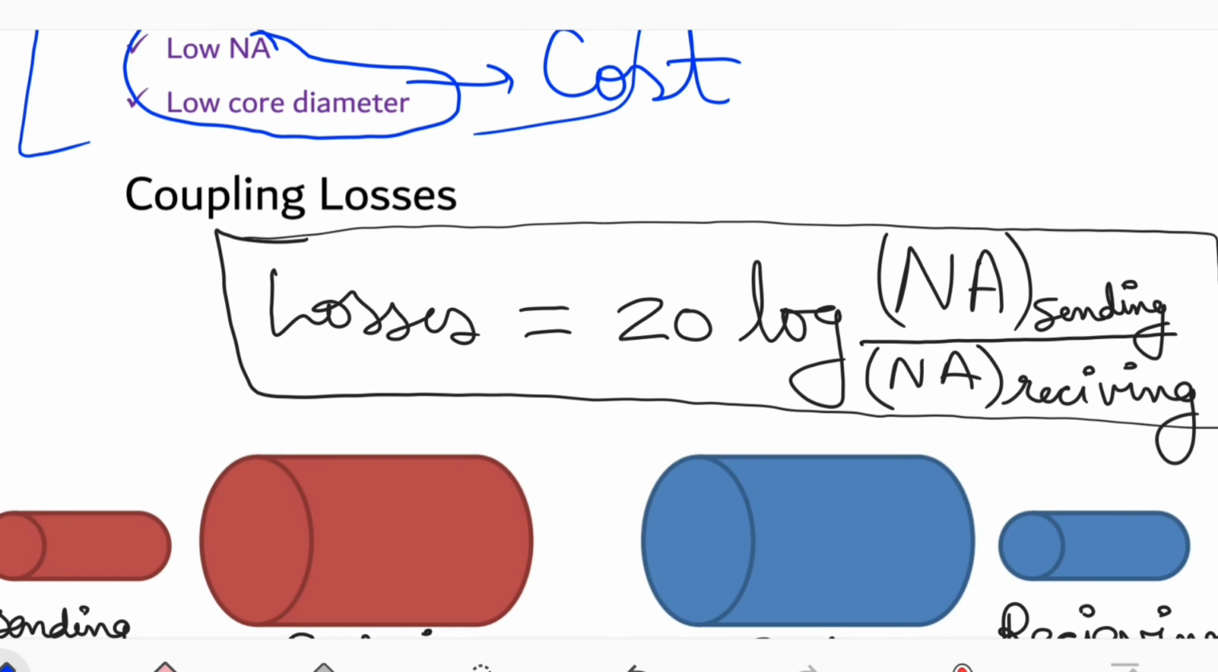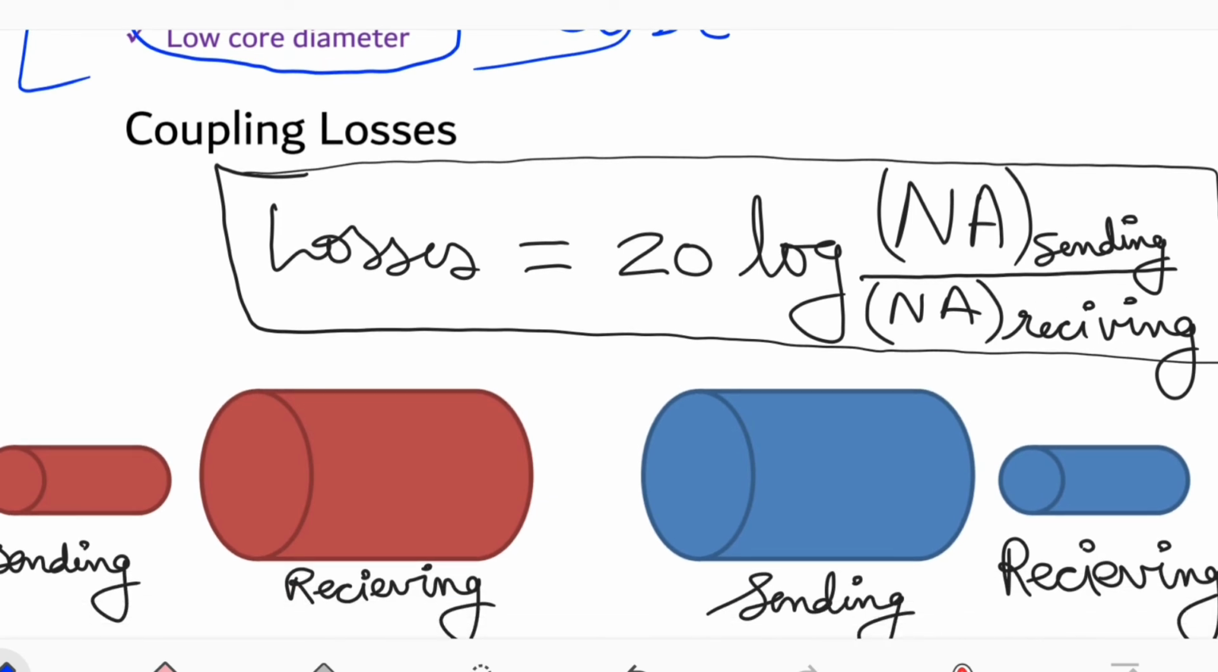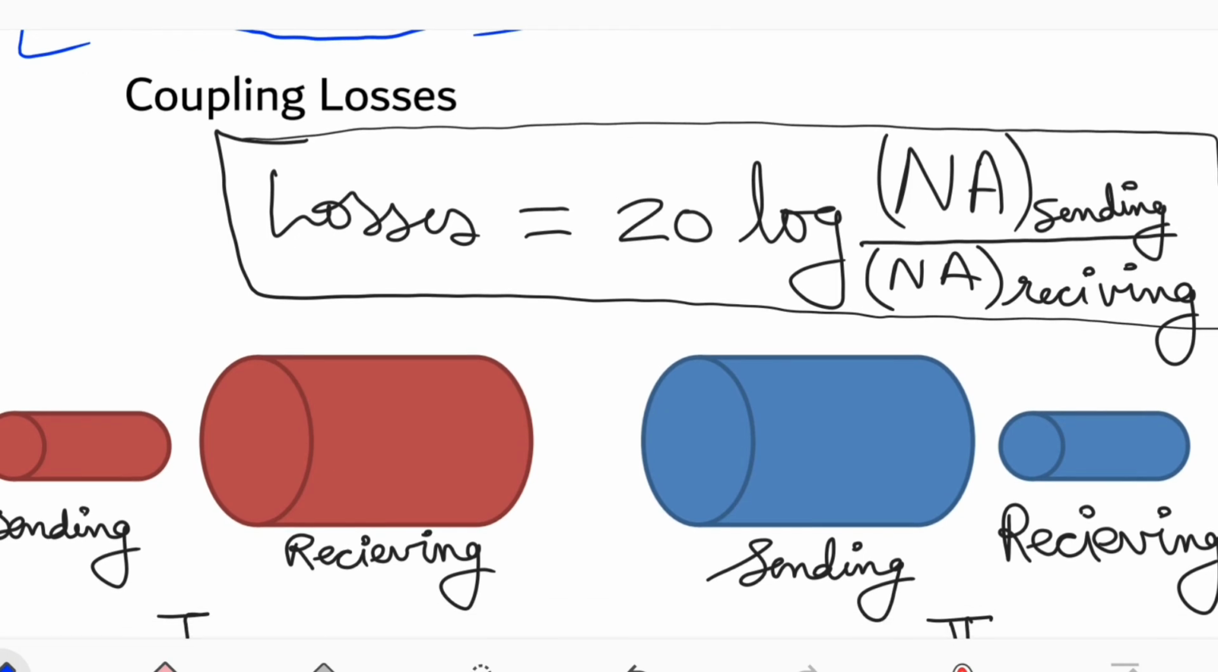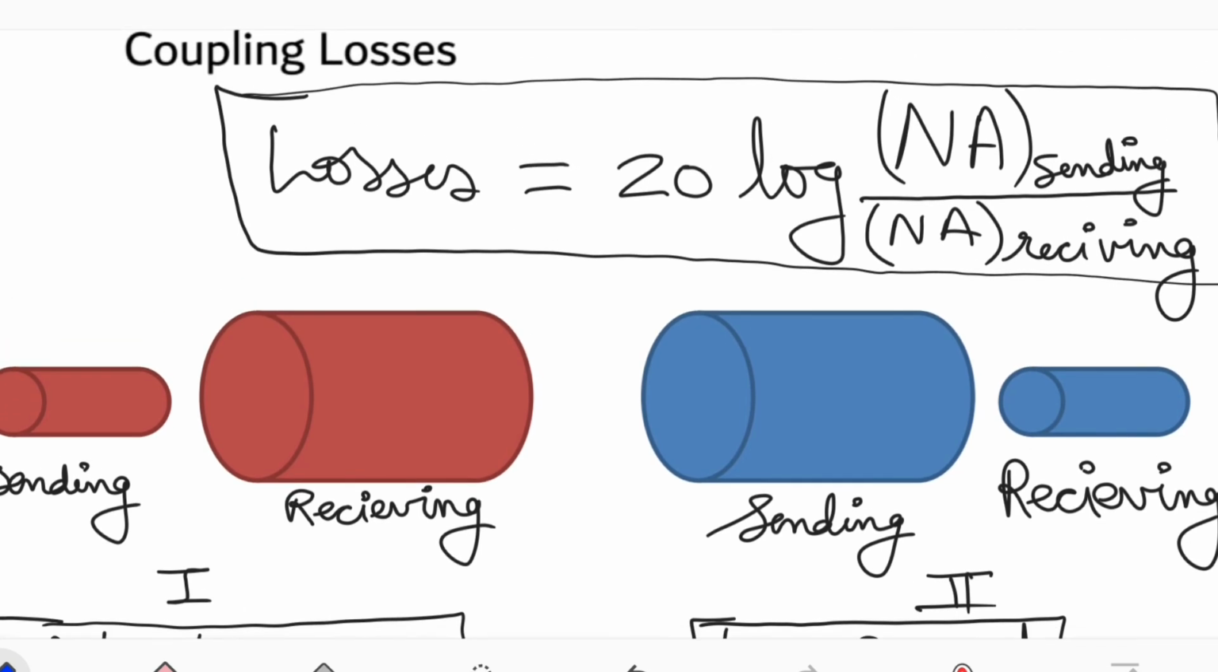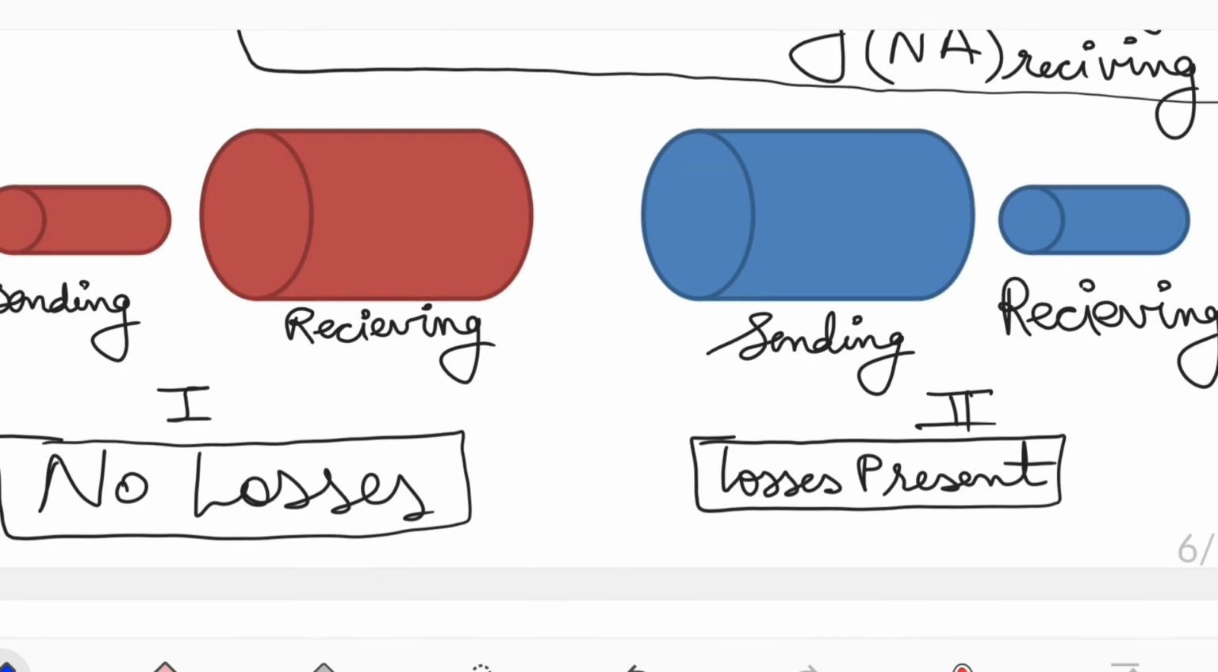So here is one more topic, which is coupling losses. In order to couple two optical fibers, as we know in optical fiber communication, there are various couplings present, and the loss involved during the coupling is equal to 20 log of the numerical aperture of the sending end divided by the numerical aperture of the receiving end. And here are the two diagrams which I have shown.